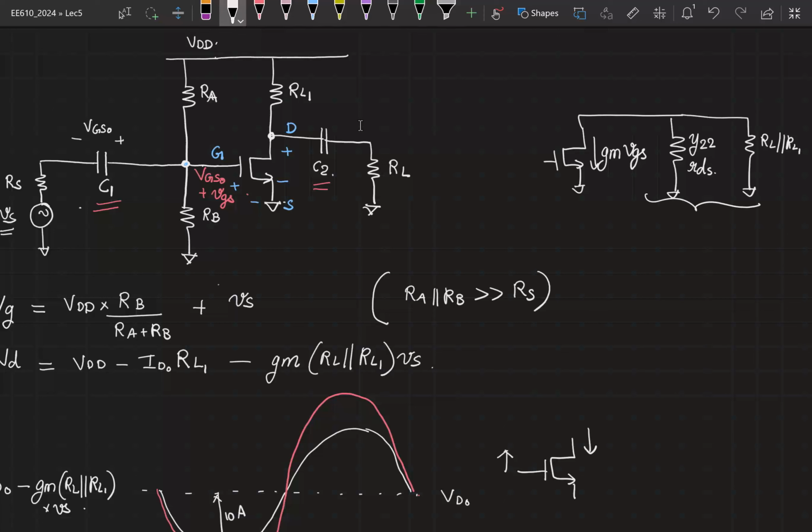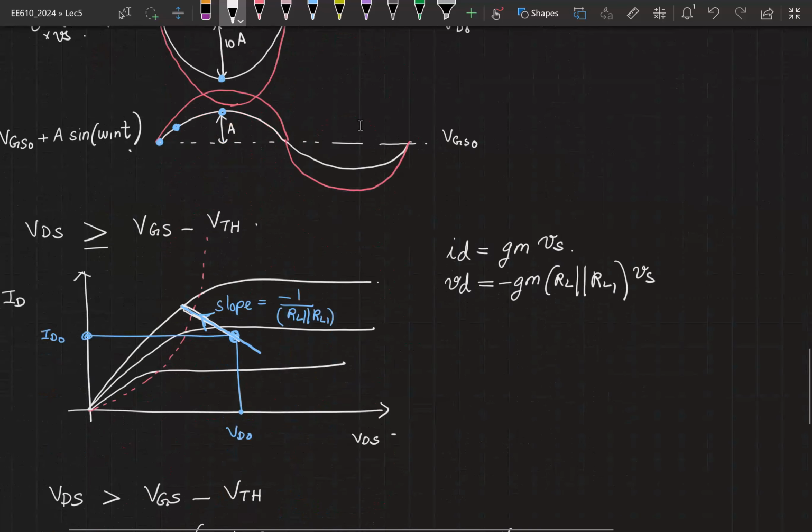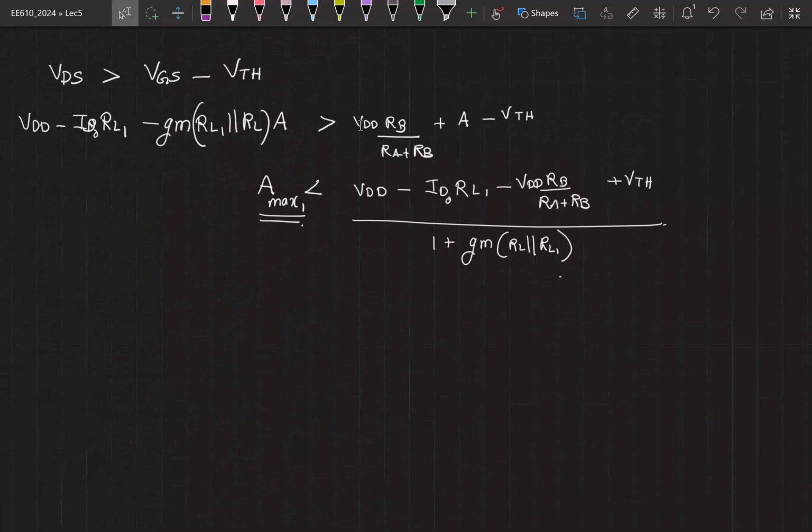So what is the total impedance at the output now? It is RL parallel RL1 parallel RDS. Is this bigger or smaller than earlier? It has become smaller, right? So your gain given by GM times RL1 parallel RL is decreasing because your equivalent load impedance has reduced. Your GM value also has reduced, right? So you can expect to see a drastic drop in the gain.